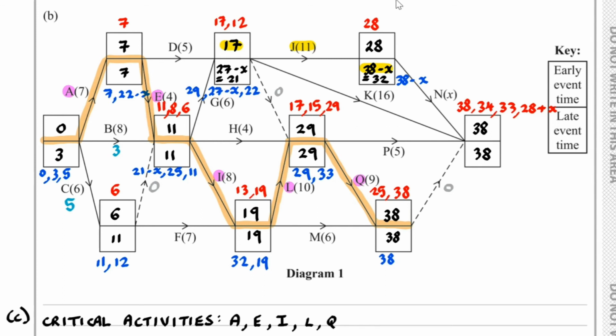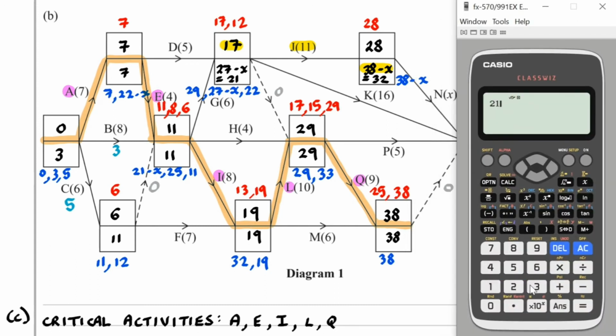For the float for activity D, 21 take away 5 take away 7, if I work this out, that's equal to 9. So we've got 9 here. For activity G, we have 21 take away 6 take away 11, which is 4. For activity J, well, we know that the float here was equal to 4. We were told that in a separate part of the question.